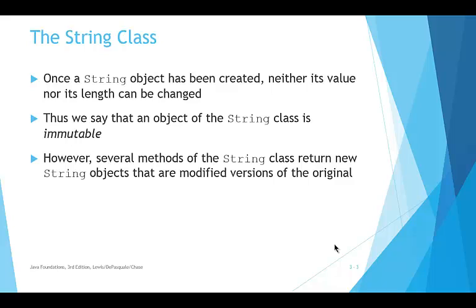But once a string has been created, neither its value nor its length can be changed. Therefore, the string class is often referred to as immutable. However, several methods of the string class return new string objects that are modified versions of the original, and we can always invoke the constructor to create a new string object that will replace the one we were working with. We're going to see some examples in code in just a few minutes.